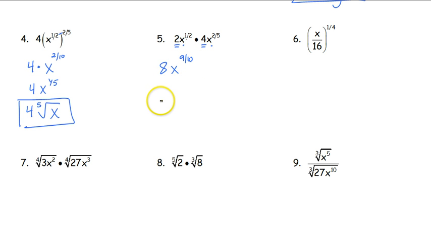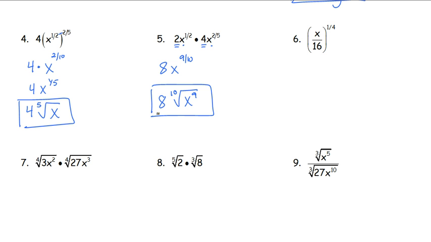And the 8 is not inside the radical because 9/10 is only corresponding to the x because there's no parentheses. That means we've got the 10th root of x to the 9th. We need 10, we only have 9, so nothing can be moved to the outside.